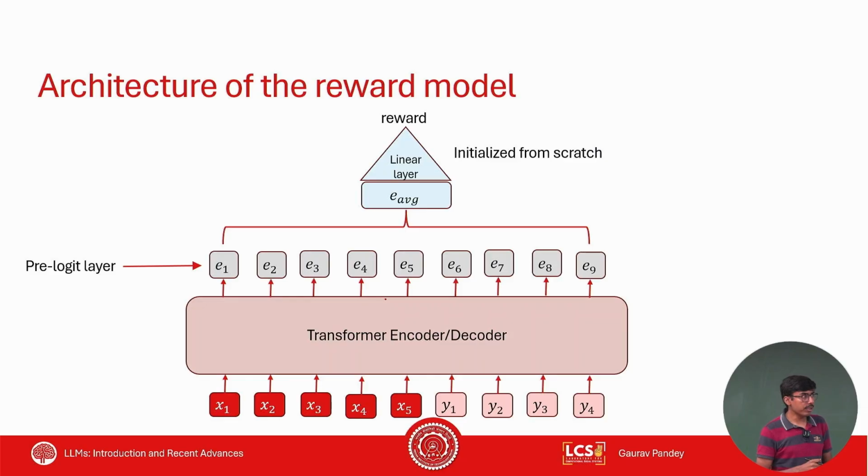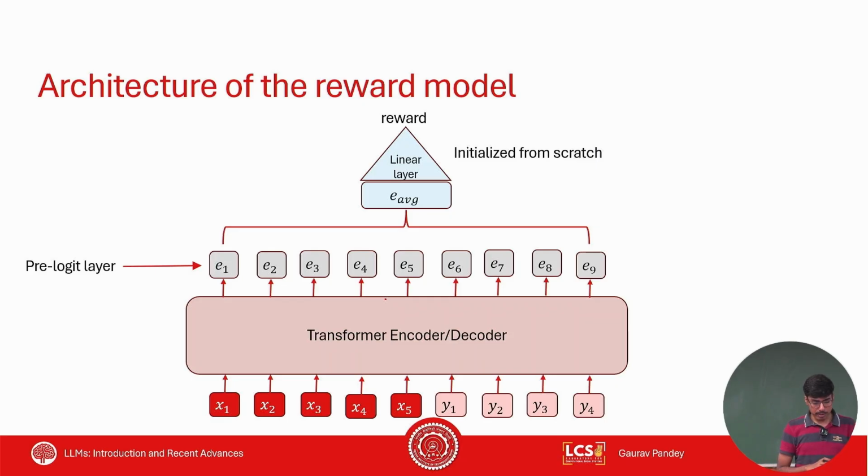Ultimately, what you care about is the pre-logit layer. What is the pre-logit layer? The logit layer is the scores that you get after you apply the vocabulary mapping. So the pre-logit layer is the d-dimensional embeddings that you get before you apply the vocabulary mapping to get the final token distribution. Those embeddings are called the pre-logit embeddings.